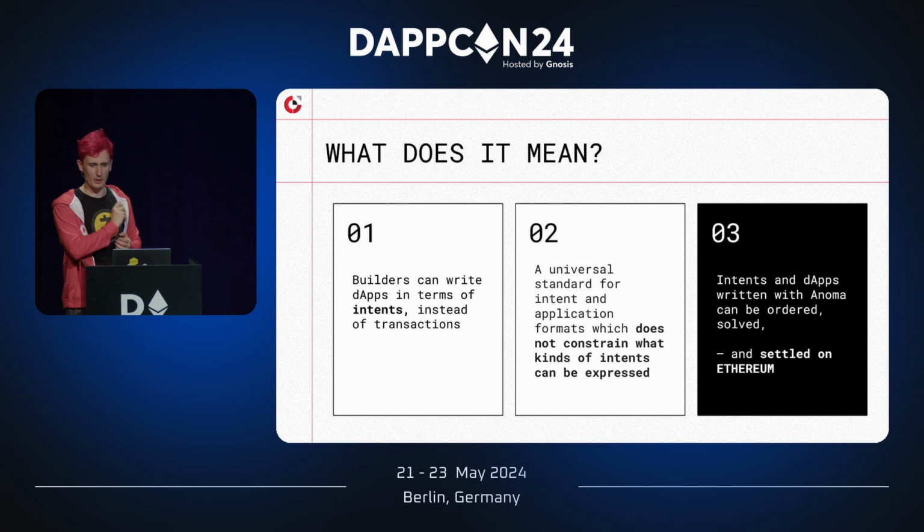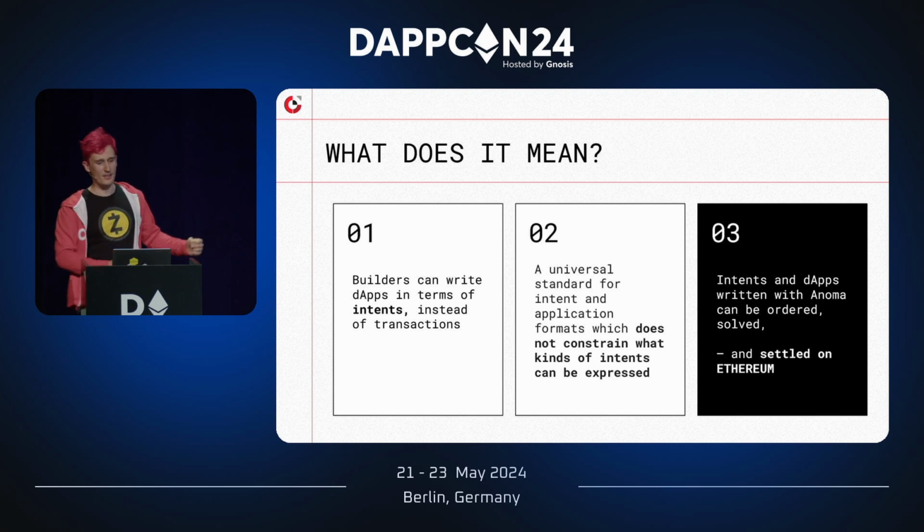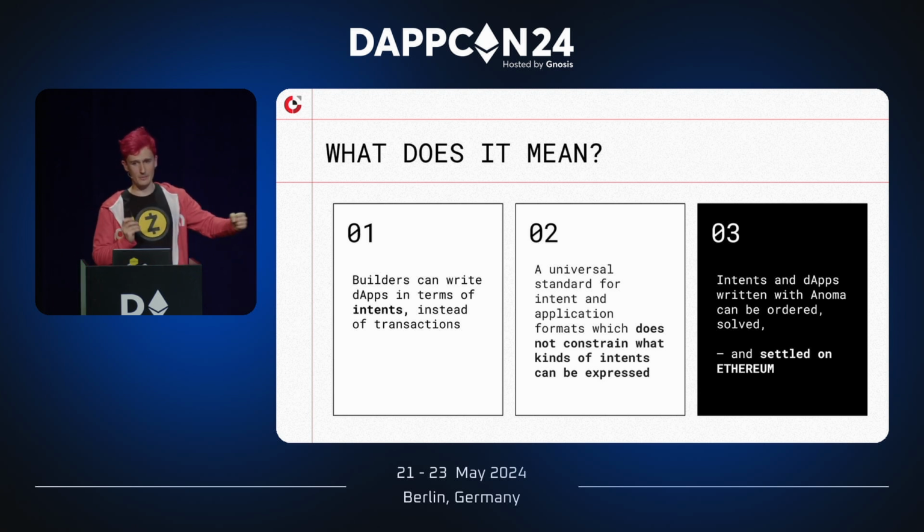And maybe this is the most important point, which is intents and dApps written with Anoma can be ordered and solved and settled on Ethereum, or anywhere else in the ecosystem. I mean, to a large extent, an intent-centric design like Anoma solves the consensus, actually implements shared sequencing. So if you're very much interested in generalized shared sequencing, look into Typhon, the consensus model here.